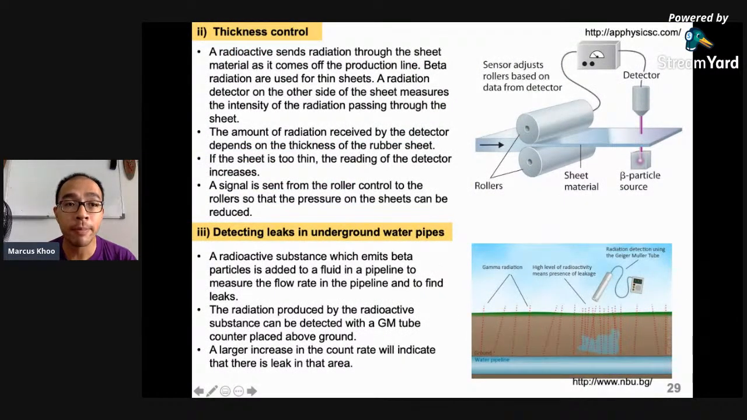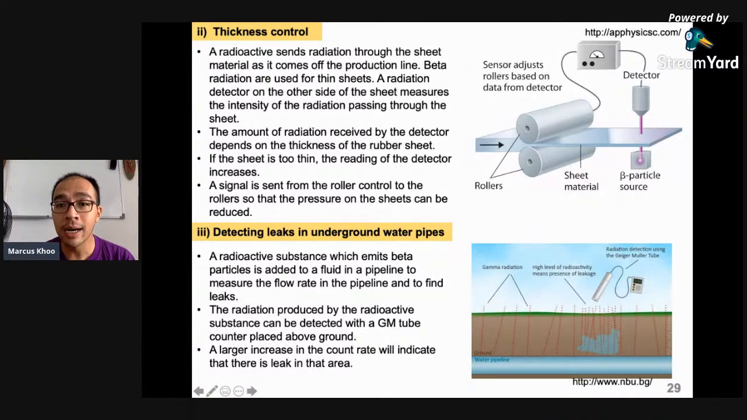The A4 paper, right? How is it that the 80 gram is thicker than the 70 gram? Did somebody press the paper until it became 80 gram? Oh, no, it's not. Okay, we use radiation to help us detect the thickness. So a radioactive source sends radiation through the sheet of material as it comes off the production line.